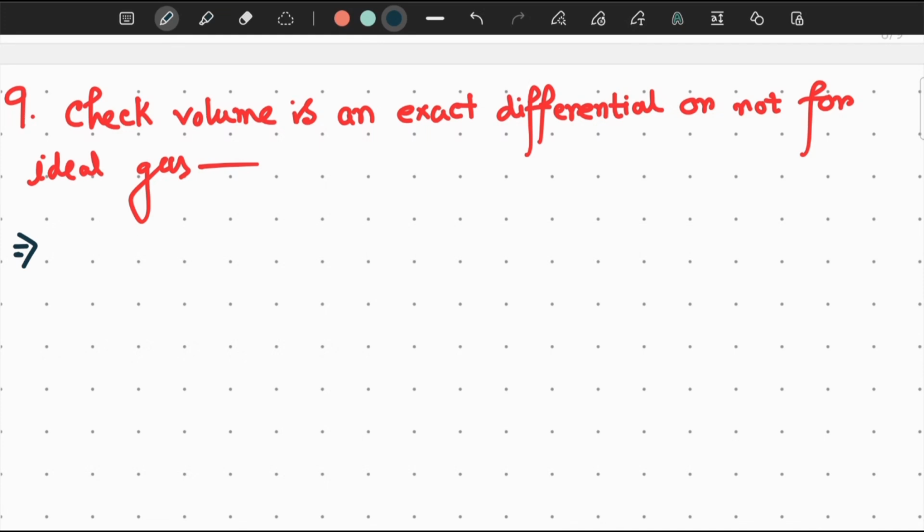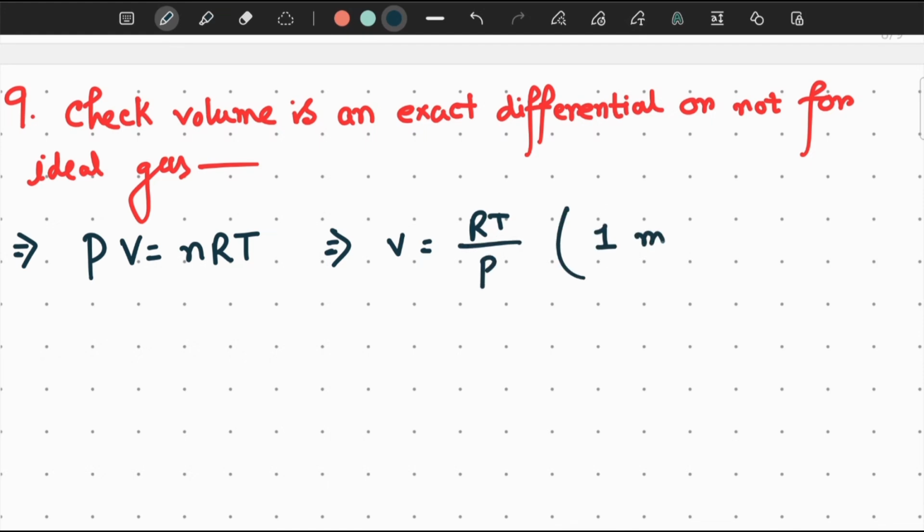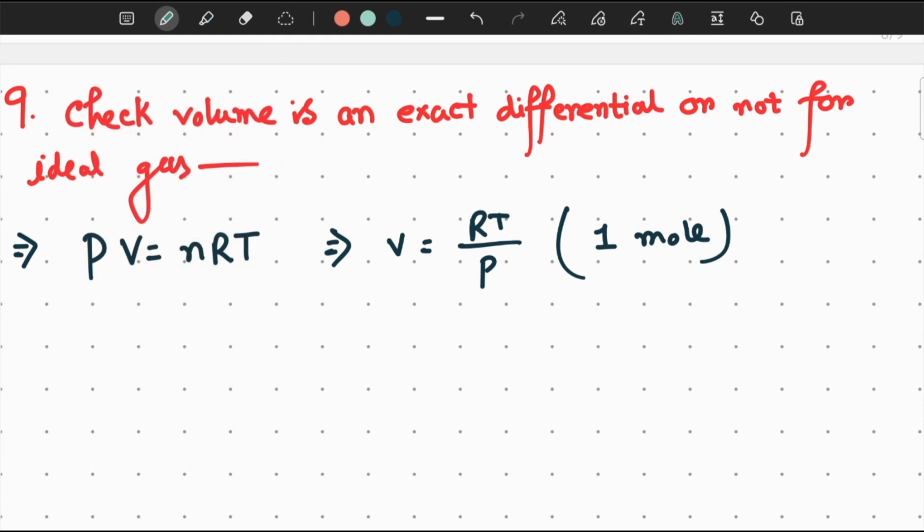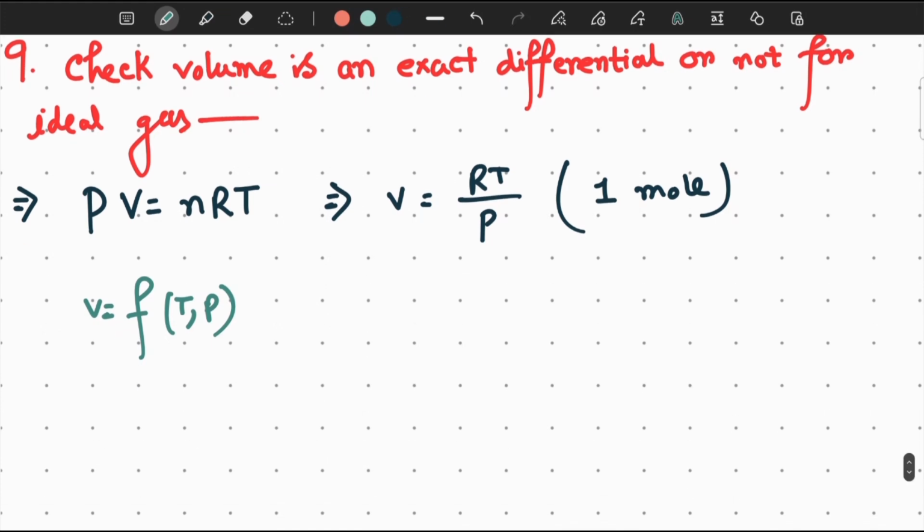But you can also establish it from the ideal gas equation, which is PV equals nRT, right? So for 1 mole of gas, we can write V equals RT by P, 1 mole. Why am I writing this? Because in that case only V can be written as a function of T and P, two independent variables. Otherwise you need n, that we have already discussed. So here we are taking n equals 1, so V equals RT by P.